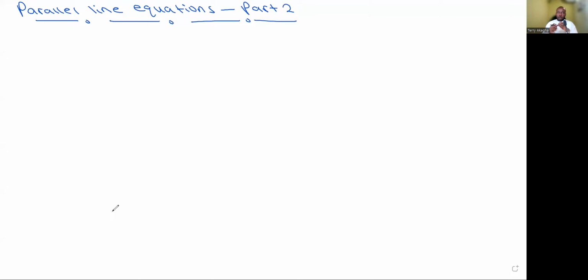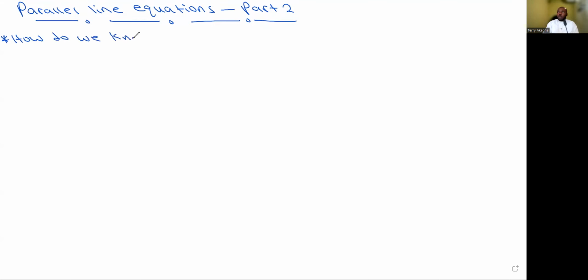All right, so we're going to talk about how do we solve questions on parallel line equation. So how do you know when two lines are parallel? Their slope must be the same, okay? If two lines are parallel, their slope must be the same. So I'm going to write it down here so that for those taking notes, you know what to do.